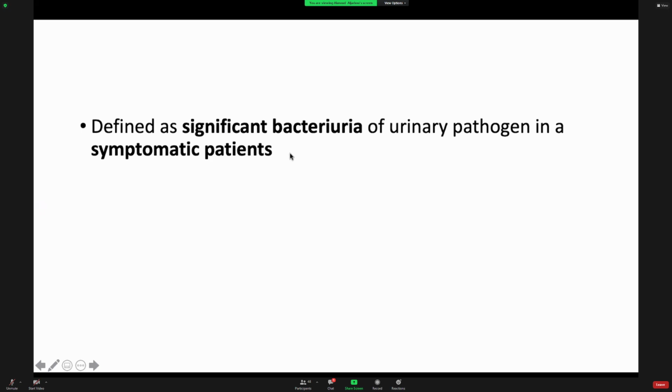In asymptomatic patients, unlike our patient, who presented with a fever, and mainly in adults, we will not label the patient as having urinary tract infection. We will label the patient as having asymptomatic bacteriuria, and there is no need to treat those patients unless there is a certain condition, like a pregnant lady, whom we will treat. But for asymptomatic bacteriuria, there is otherwise no need to treat.